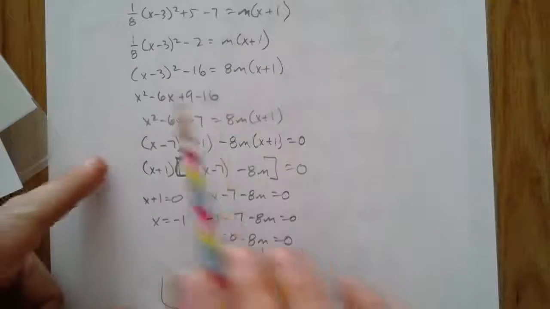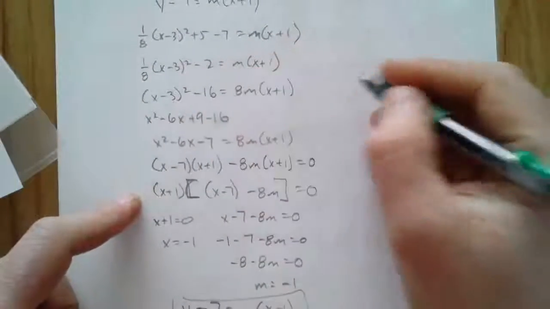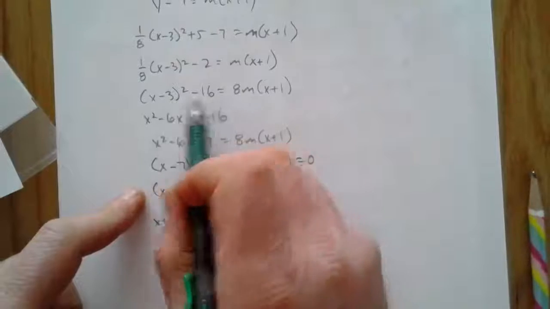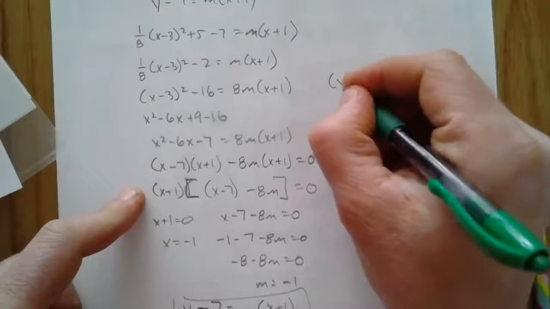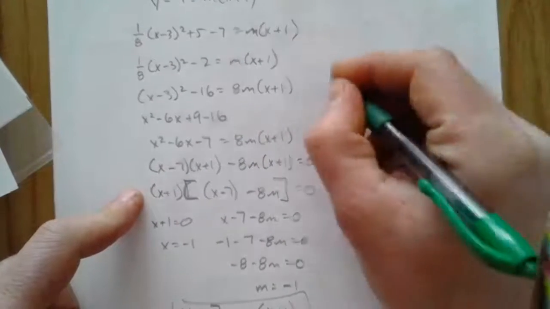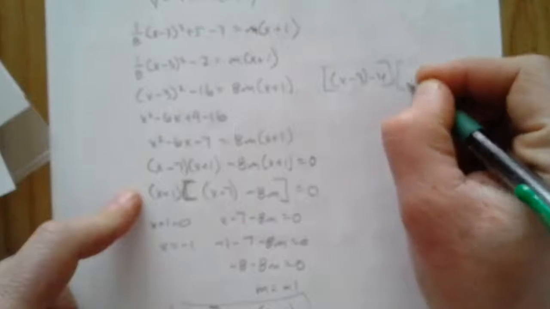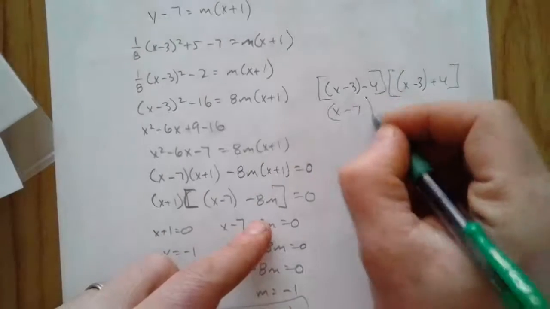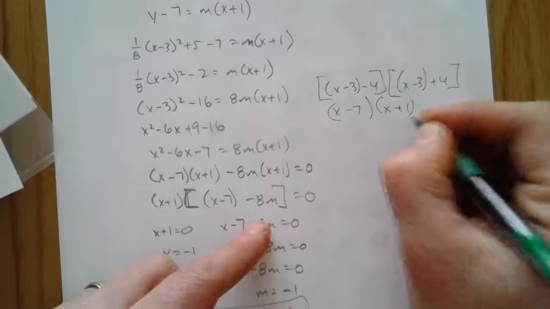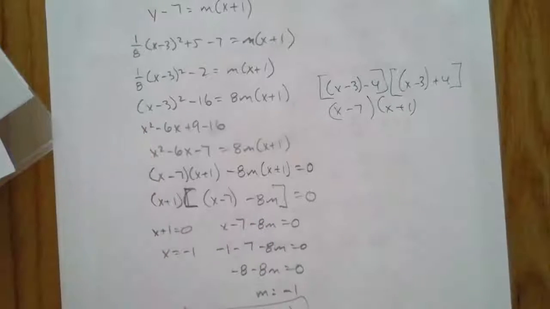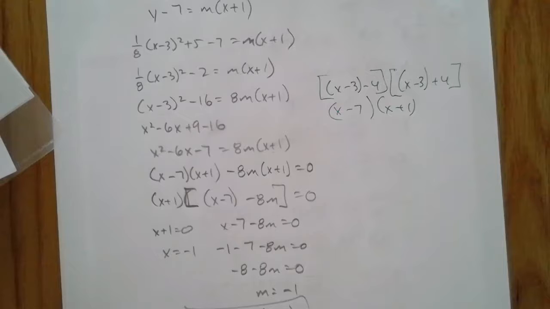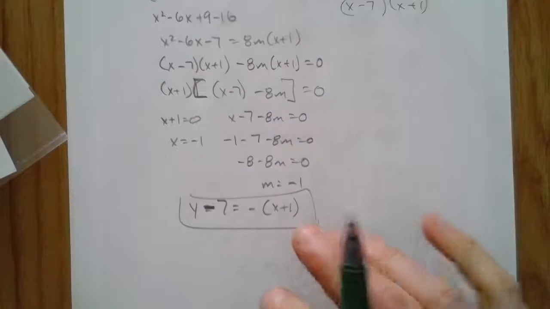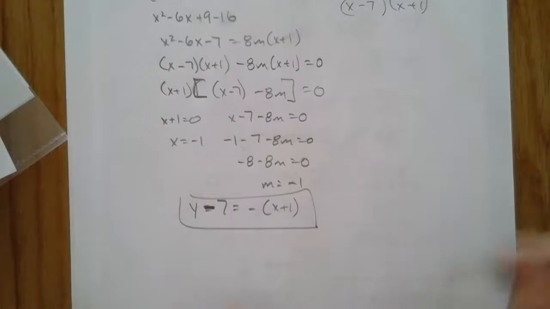Now let me talk to you. I said we could factor this one right here. If I wanted to do it, remember that this is a difference of perfect squares, so I could have factored it as x minus 3 minus 4 and x minus 3 plus 4. And that would have given me x minus 7 and x plus 1, and that's nice. I could have saved myself a couple of steps there if I wanted to do that. So we get that value there.